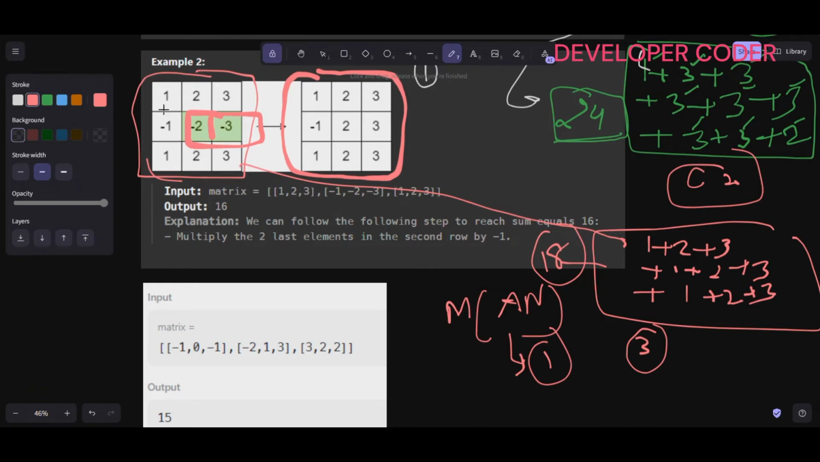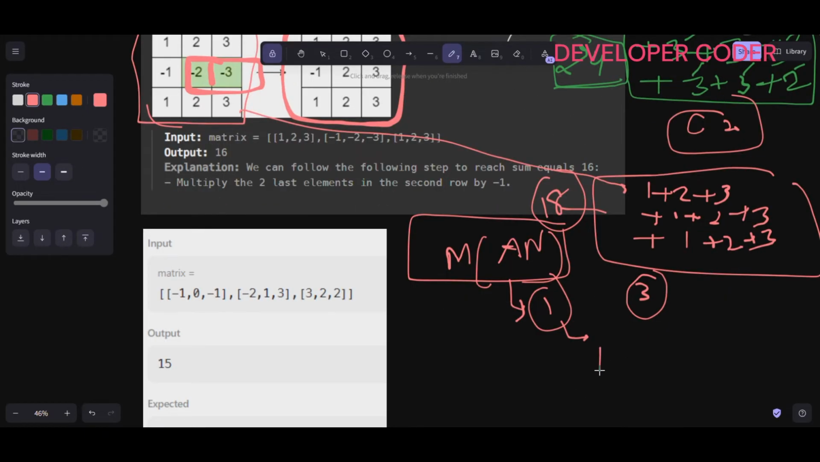What I'm saying is, just treat all the numbers as positive, and then try to find the minimum number. So the minimum is 1, right? I calculate this as the minimum. The minimum of the absolute numbers is 1. So the total sum I get is 18.